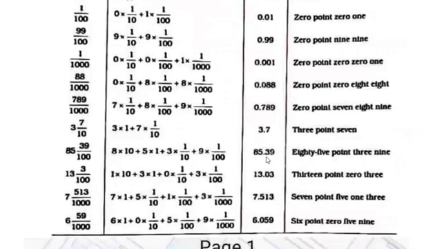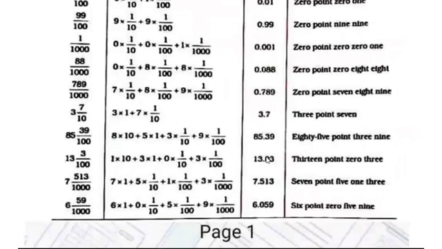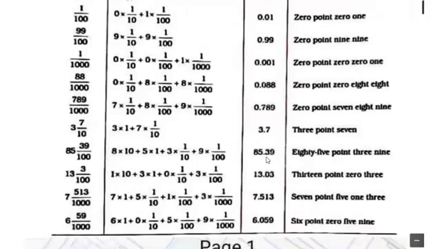Now, see the next one. Next is 3 and 7 by 10. So, 3 is a whole number and 7 upon 10 is a decimal fraction. So, the expanded form here is 3 multiplied by 1 plus 7 multiplied by 1 upon 10. Right? And we will read this as 3.7. I hope it is clear to everyone.